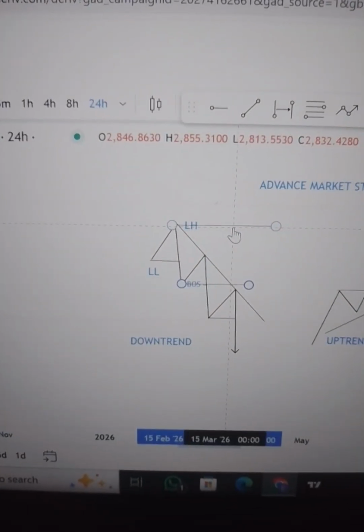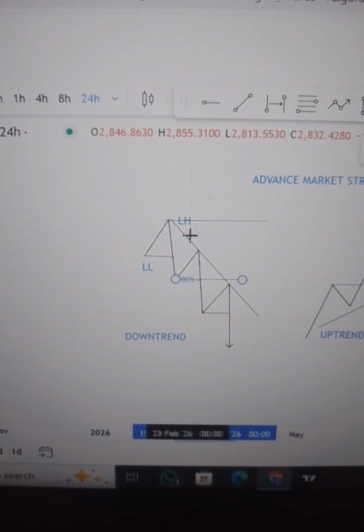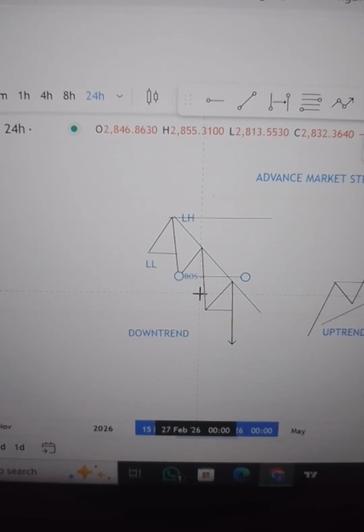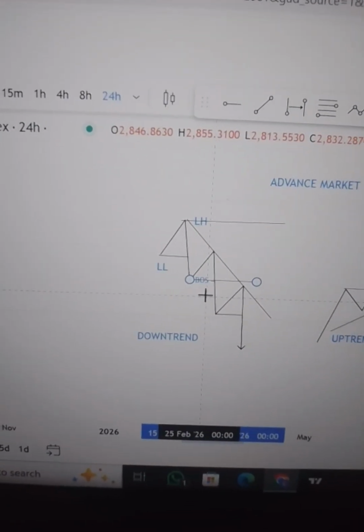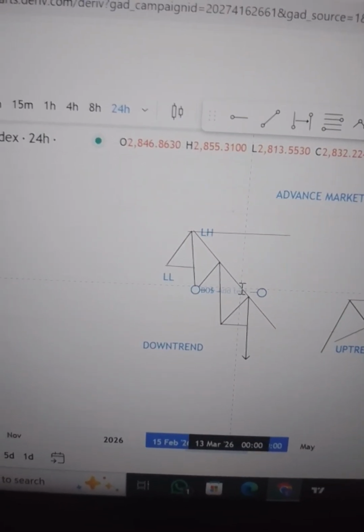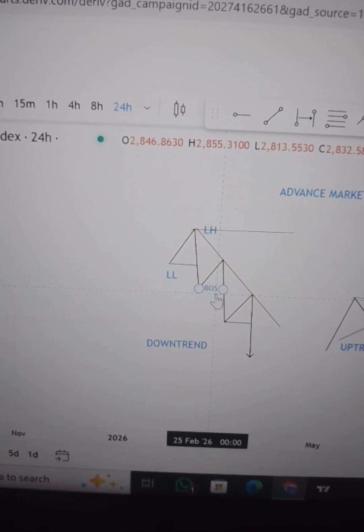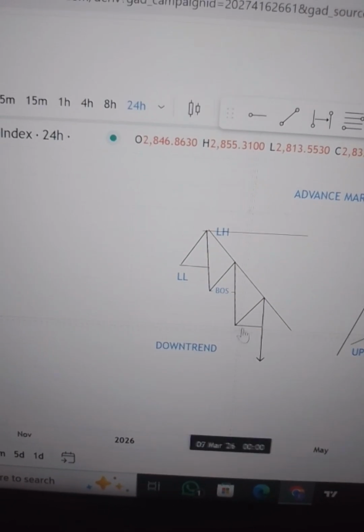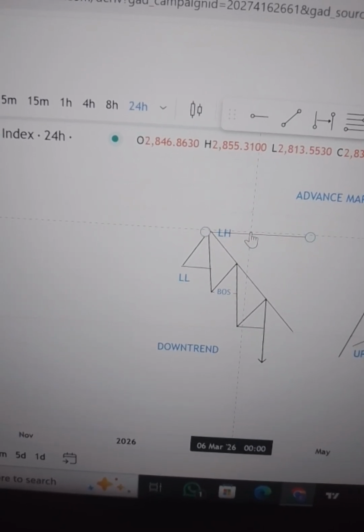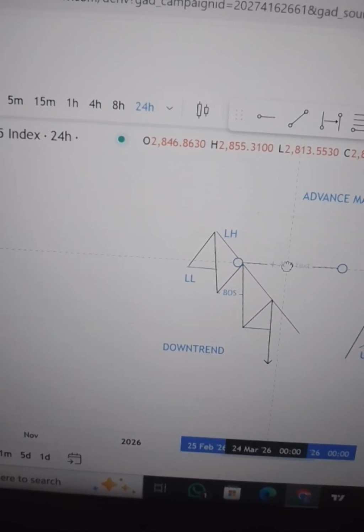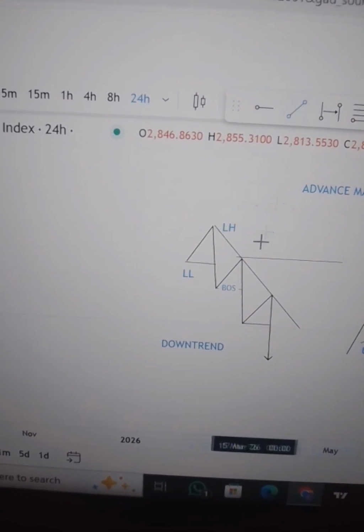Sorry guys, to go and mitigate this high, but the market went down instead and broke the recent high again. So that recent high that has been broken will also be called a break of structure again. That is BOS. So the market is trying to go up again. Here will not be our recent high again. It will be here, and here will be our recent low.